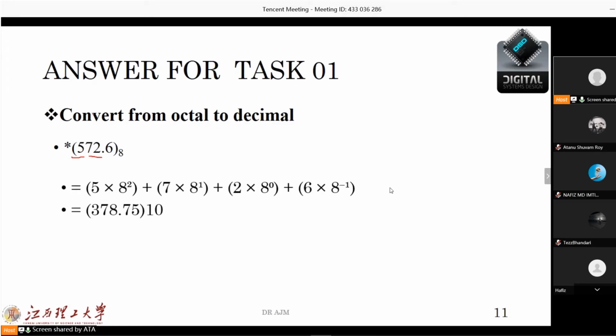Okay, the float part is also simple. 6, and it's one number after the point, means minus 1. See? Understand?